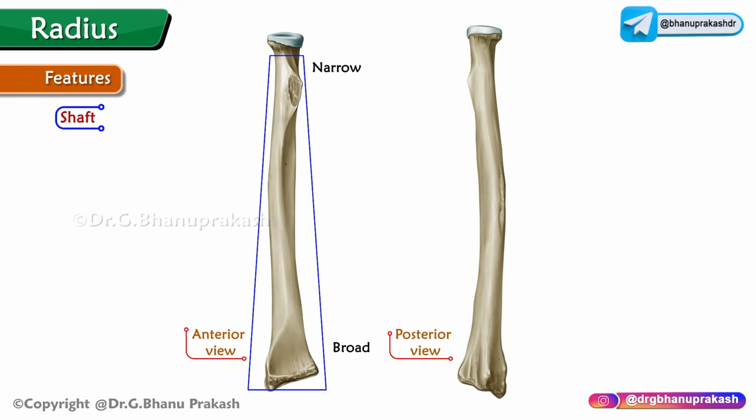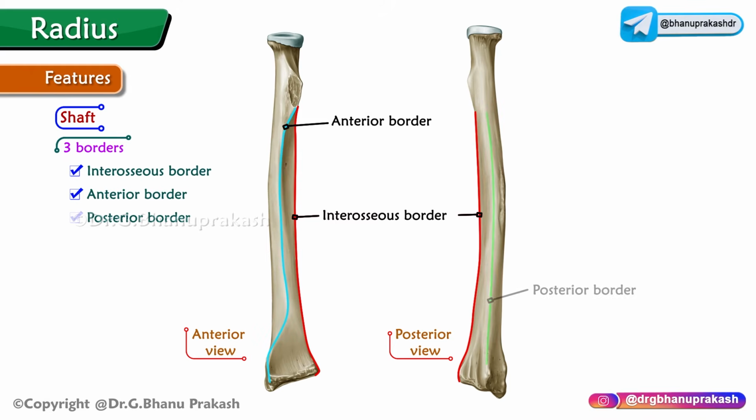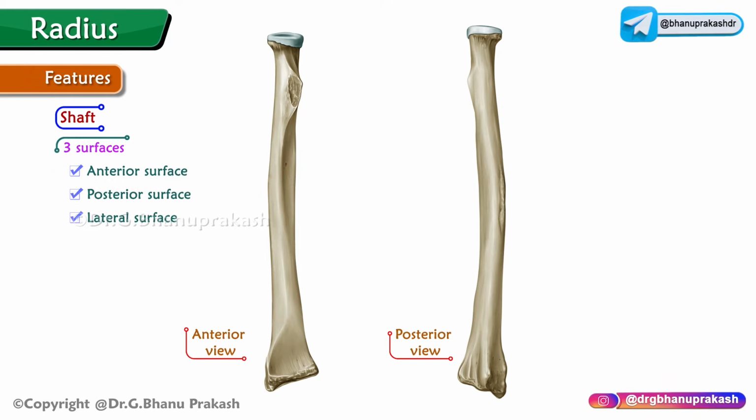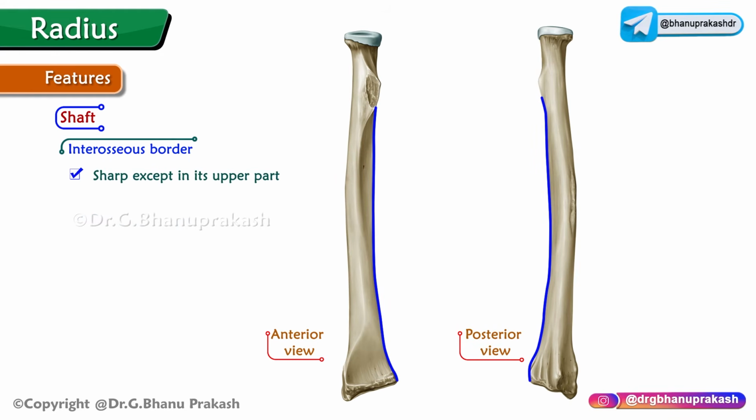Shaft. It is narrow above and broader below. It has three borders, interosseous, anterior, and posterior, and three surfaces, anterior, posterior, and lateral. The interosseous border is sharp except in its upper part. It extends from the posterior part of the radial tuberosity till the lower end of the radius.